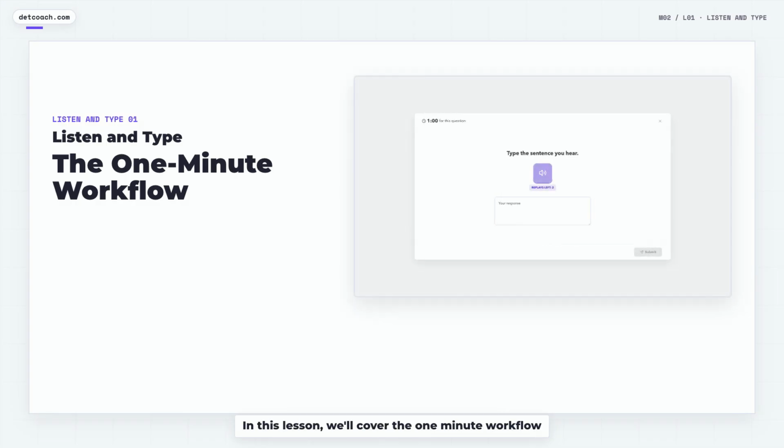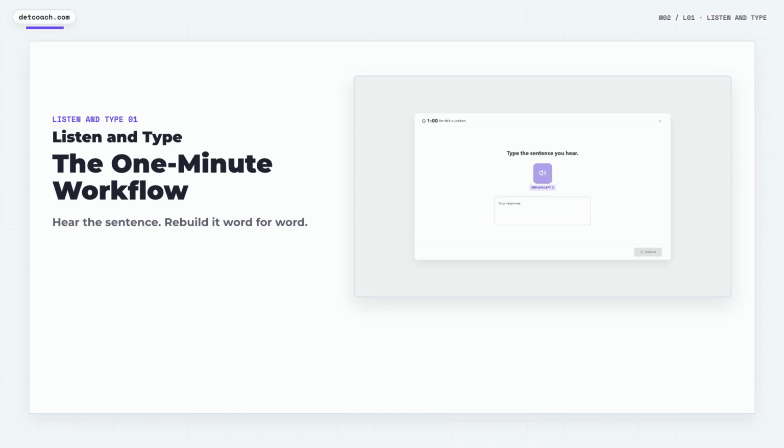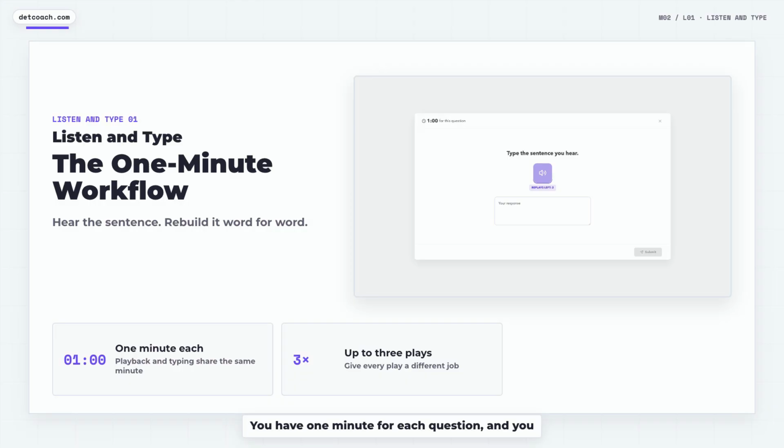In this lesson, we'll cover the 1-minute workflow for listen and type. You hear one sentence in English. Your task is to type the original sentence into the text box. You have 1 minute for each question, and you can play the audio up to 3 times.